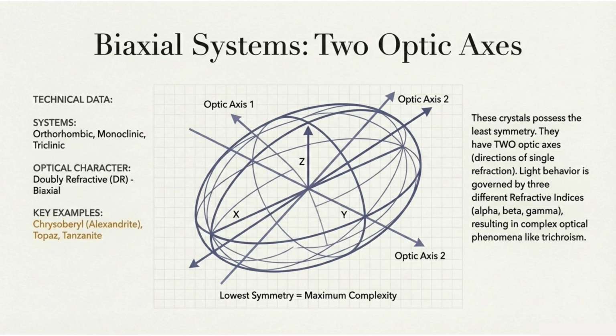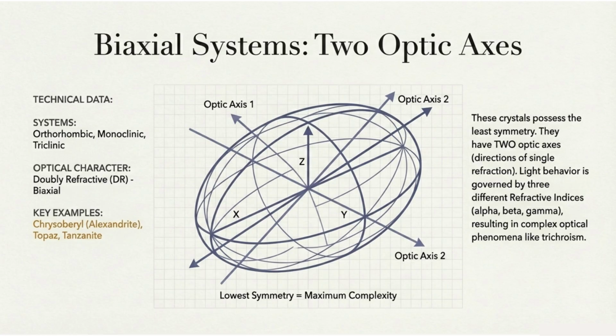What does this complexity give us? Trichroism. Three different colors or intensities when viewed along different directions. Famous in gems like tanzanite and andalusite. Highly diagnostic optical behavior, but more challenging cutting decisions because color and brightness can change dramatically with orientation.